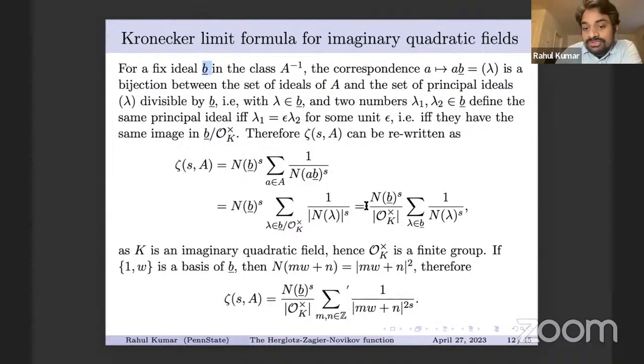Yeah. So the important thing is that this last step you can do only for imaginary quadratic fields. We cannot do it for real quadratic fields, because in real quadratic fields the group of units is infinite. So you cannot write this divided by the cardinality of O_K star. So it is valid only for imaginary quadratic fields, not on any other number field. That's why that problem was there. One couldn't do it for real quadratic fields. It was only possible for imaginary quadratic fields.